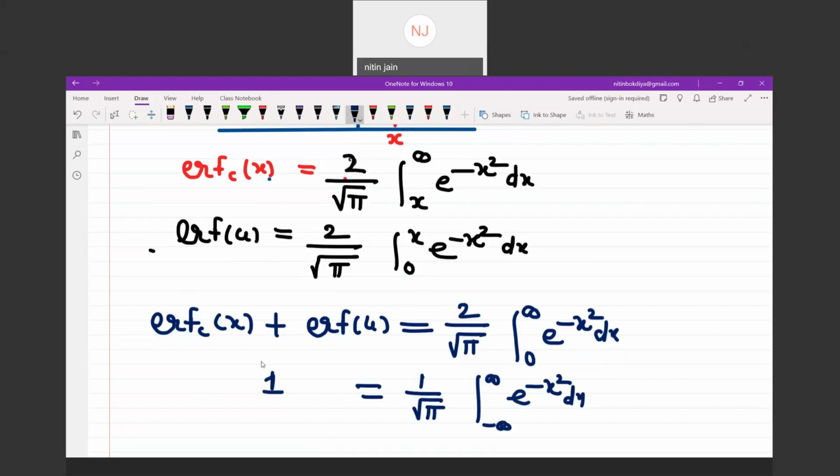So from here I wrote that result, how you can take e to the power minus of x square. So this function is what? Gaussian function. This is the property of Gaussian function.